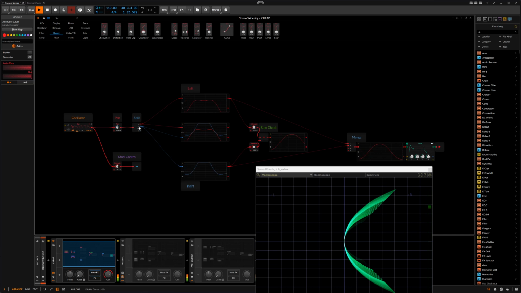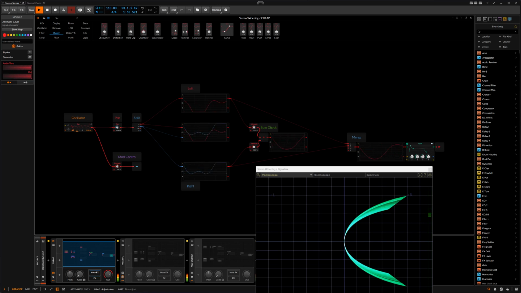I'm splitting the stereo apart into left and right channels, left, right, and also this is the visualization of both of them. And then I'm just adding them together to make sure they sum back to what they were, and also going through the stereo merge, which also does the same thing.